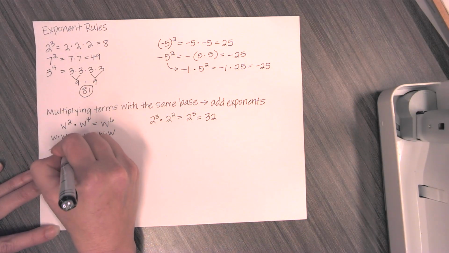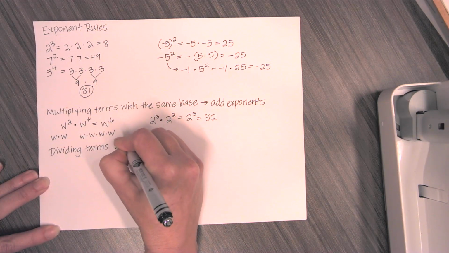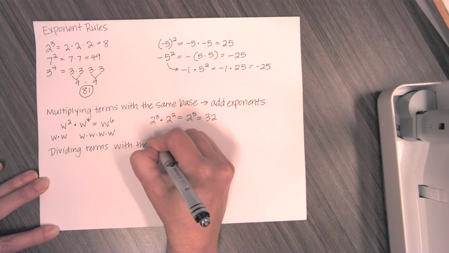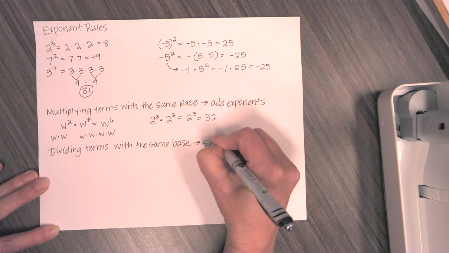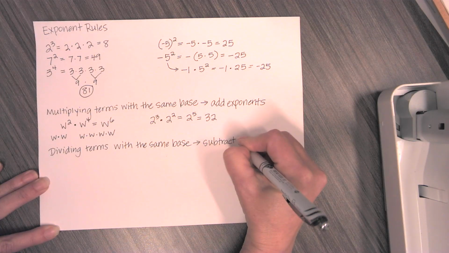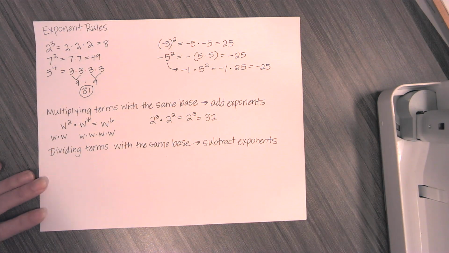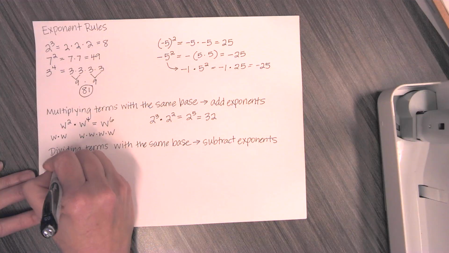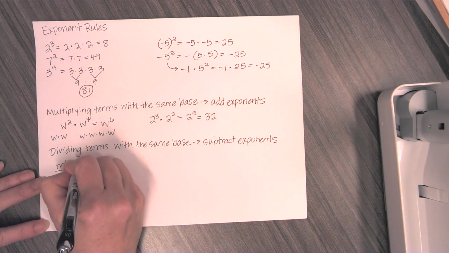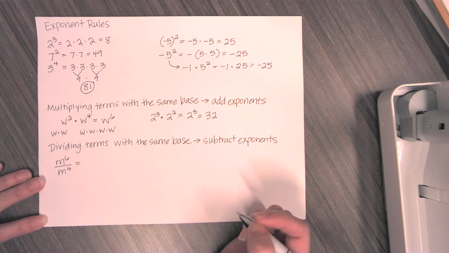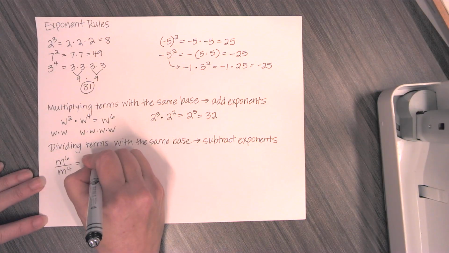The rule for dividing terms with the same base is that we are going to subtract exponents. Again, the base will stay the same. We will just subtract the exponents. All right, so let's show an example. If you have m to the 6th divided by m to the 4th, the bases are both m, so the base stays the same. 6 minus 4 is 2.